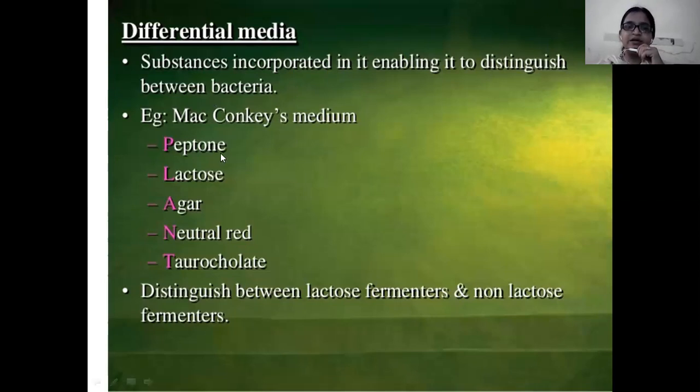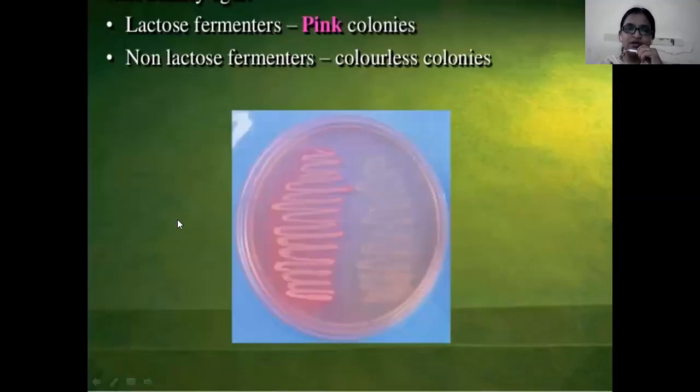Here McConkey agar or McConkey medium will have peptone, lactose, agar, neutral red, and taurocholate. It distinguishes between lactose fermenters and non-lactose fermenters. The main purpose of McConkey media is to differentiate between lactose fermenting bacteria and non-lactose fermenting bacteria, and this media consists of these chemicals. So here lactose fermenters will give pink colored colonies, and non-lactose fermenters will give white colored colonies on McConkey agar.